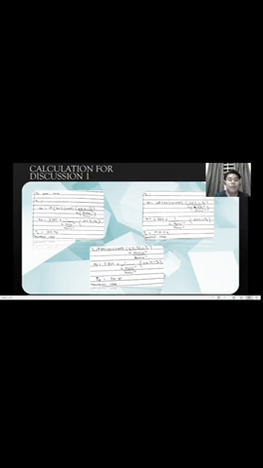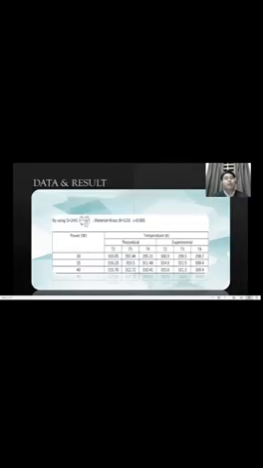So from the formula Q equal to 2 pi KL times T1 minus T2 over ln R2 over R1, we can find the theoretical value of the T2, T3 and T4.